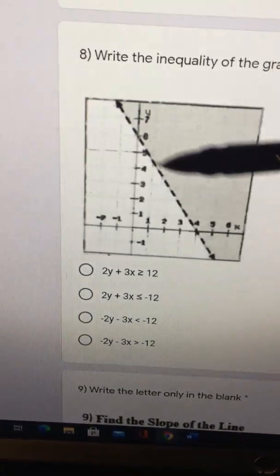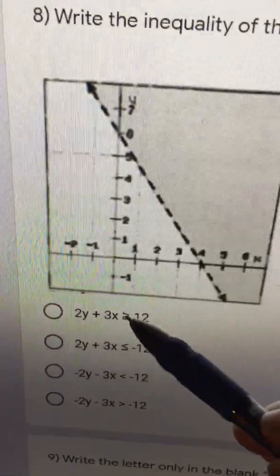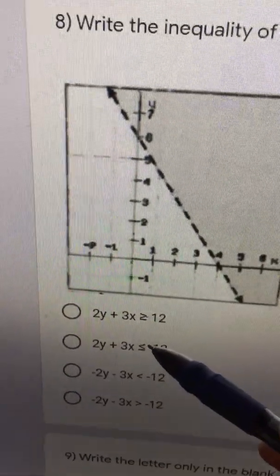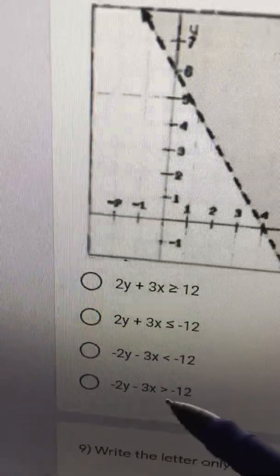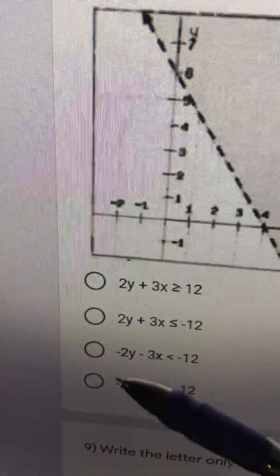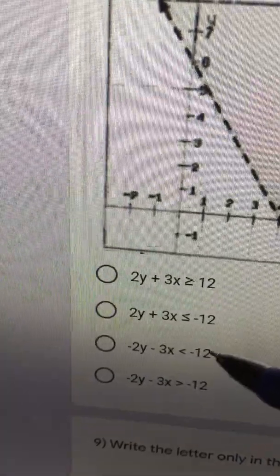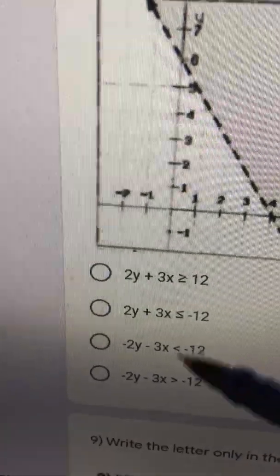Well, first of all, I notice this is a dashed line. So I'm not going to pick this one because that would be solid. That one would have been solid, so the first two are out. And the next two are in the running because they are both dashed lines. And again, I noticed that they're both -2y, -3x, -12. The only difference is the inequality symbol.